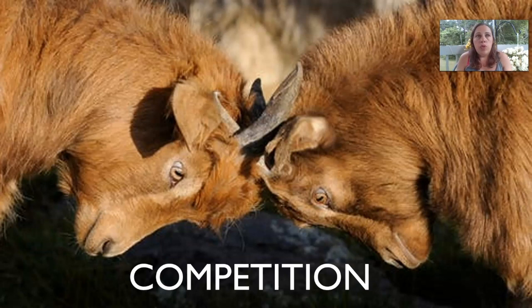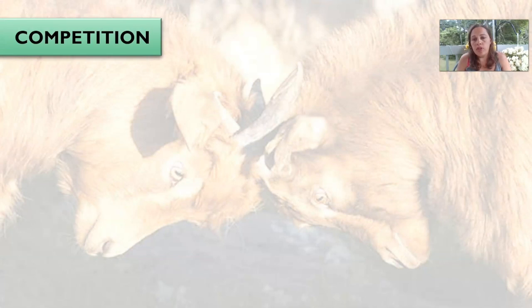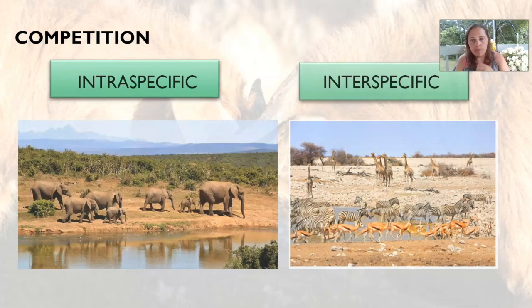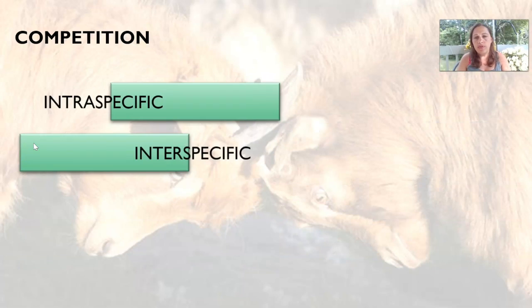This brings me to another type of relationship, competition. We can break competition down into two different types. Intraspecific, intra meaning within the same species, and interspecific, which would be between different species. We've got competition amongst different elephants. This doesn't necessarily mean fighting. Competition could be for any type of resource. And then interspecific is all those animals at the watering hole competing for the same limited resource.